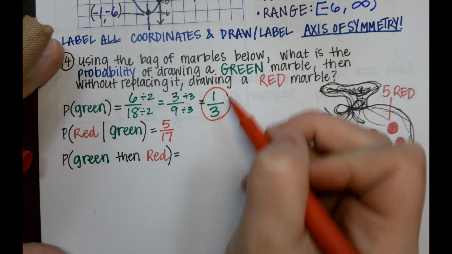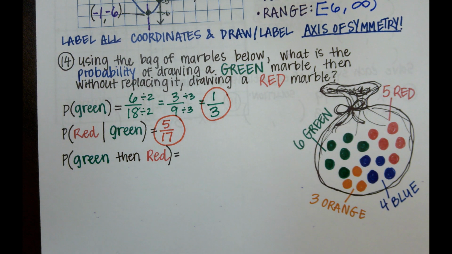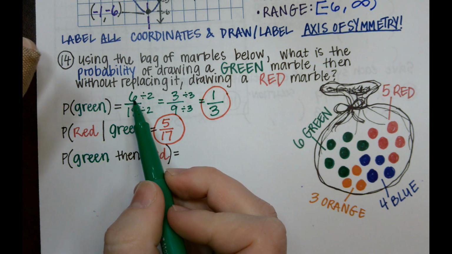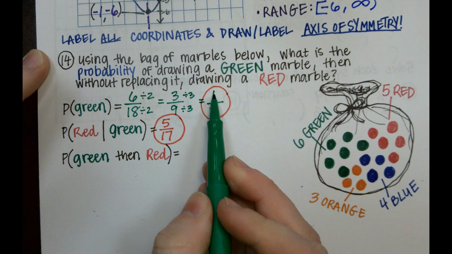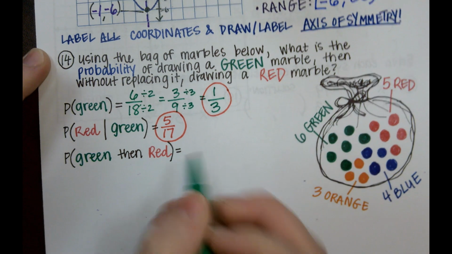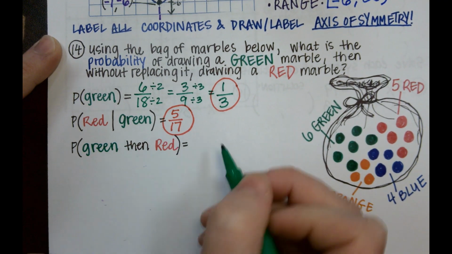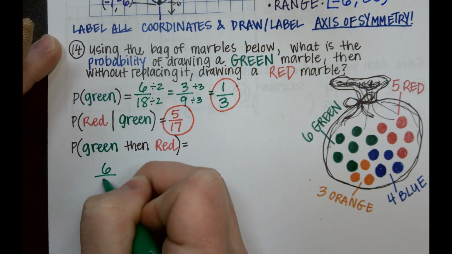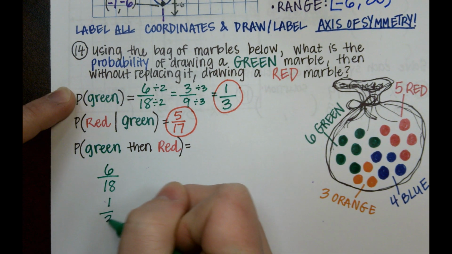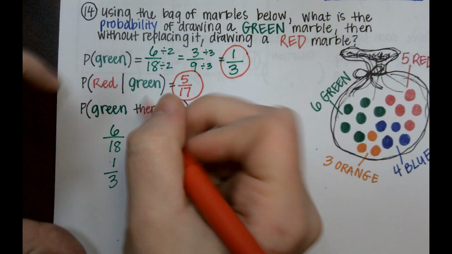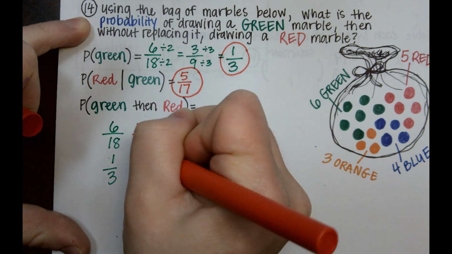Green is 6 over 18, and red is 5 over 17. Yes, so we have our 6 over 18 and our 5 over 17, or 1/3 and 5 over 17. I'll do it both ways. 6 over 18 or 1/3. I'm showing the simplified versus non-simplified. Then we have 5 over 17.